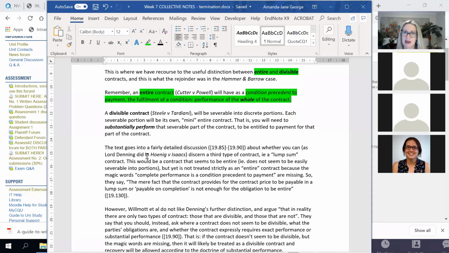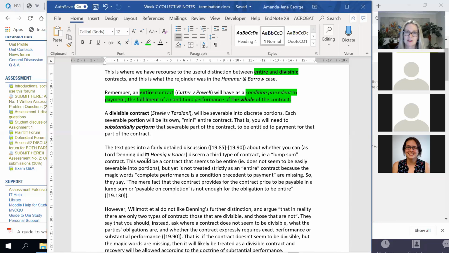Remember poor old Cutter and Powell, the seaman that contracted to go on a rather long journey and died about 6 weeks into the journey. His executrix sued for payment for wages, and they denied him payment of any of that 6 weeks' worth of wages because the contract was entire. He had to perform the whole of his duties until arrival at port, and he did not do so. Okay, contract was entire, no right to payment unless the whole thing was done exactly.